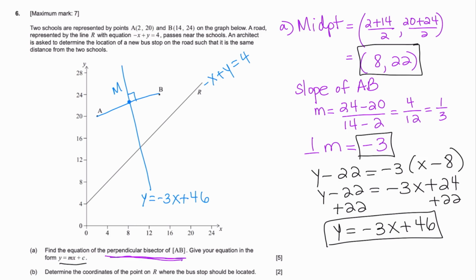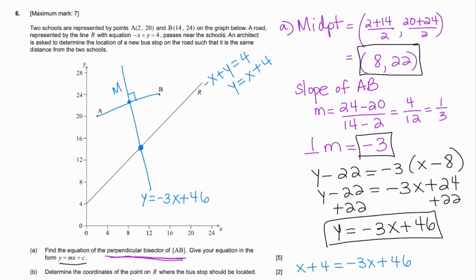And it says an architect is asked to determine the location of a new bus stop on the road such that it is the same distance from the two schools. So this means that we're going to have to find the point of intersection between the perpendicular bisector and the road. If I get y by itself, I get y is equal to positive x plus 4. All I did was add x to the other side. And now I have a system of equations which I can solve. X plus 4 is equal to negative 3x plus 46.